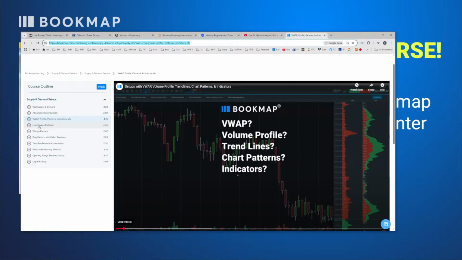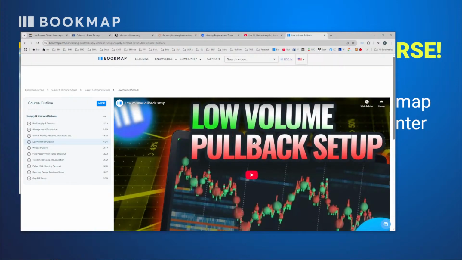Here's another one we spent quite a bit of time on Monday and Tuesday. I think Tuesday, the low volume pullback. This is such a great setup. It can work with any style of trading. We're going to show several examples again today if we can. I don't know if Laura is in here today. I don't see her. She had asked about it. And it's a really simple setup.